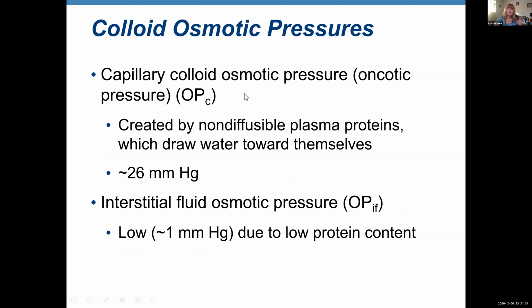Then we have capillary colloid osmotic pressure, the osmotic pressure in the capillaries. This one is created by non-diffusible plasma proteins, which draw water towards themselves, about 26, and interstitial fluid osmotic pressure, about 1. So the pressure gradient here is 25.